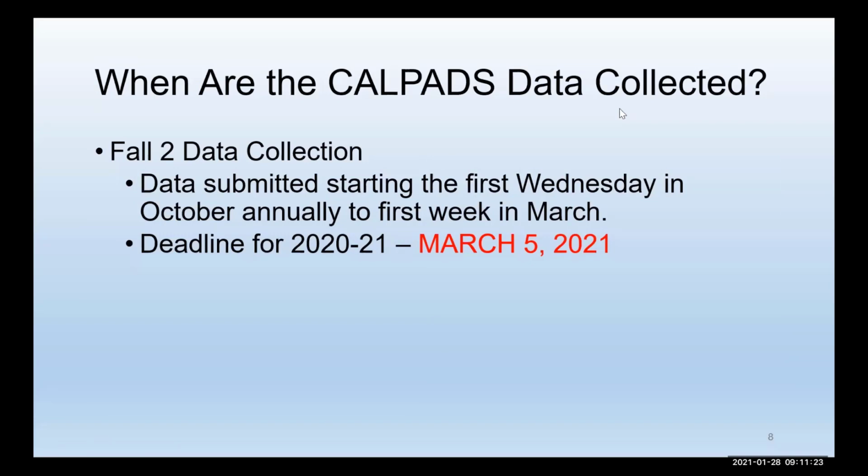You can generally start submitting those data as early as the first Wednesday in October annually. This year it was October 7th. There is a deadline for submission of the Fall 2 data, which is March 5th, 2021 this year. So we are just a little over a month away from our Fall 2 submission deadline.